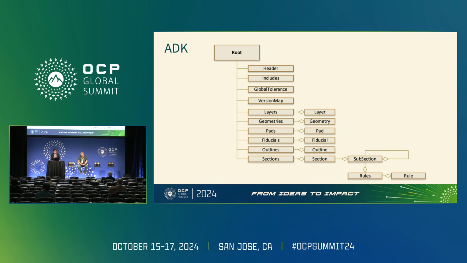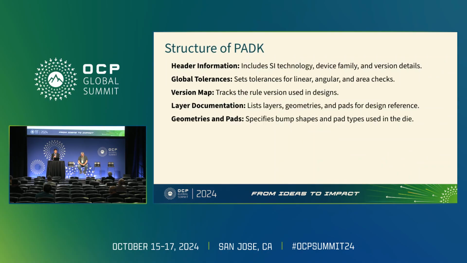and then you have an overall tolerance, and then of course you need a version to map in on that, and then the rest you have multiple subsections. You have layers, and for every layer you have defined different rules, geometries, paths, and then potential outline sections. We'll come to more examples on this one.